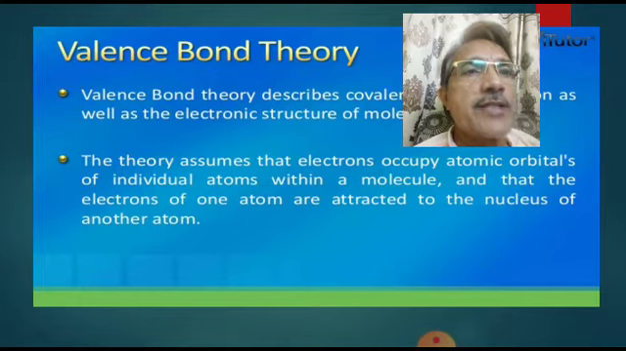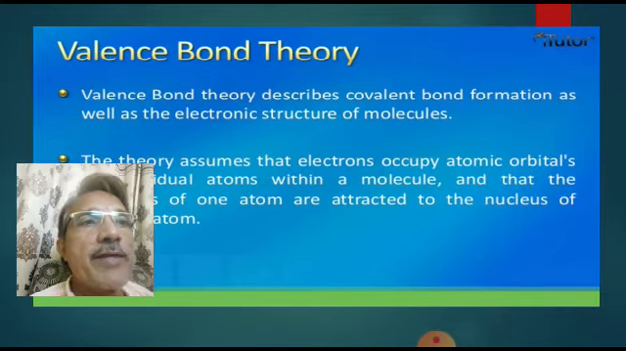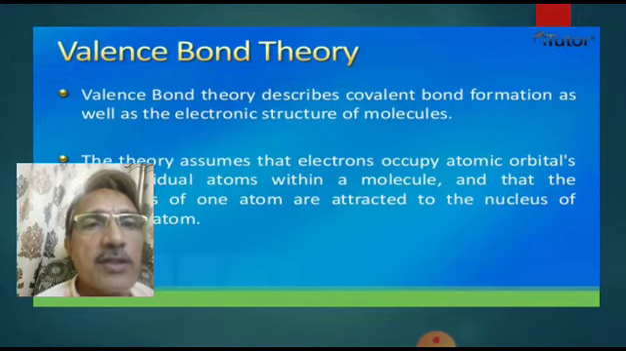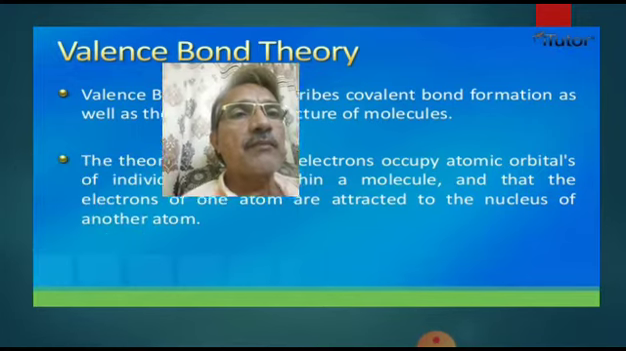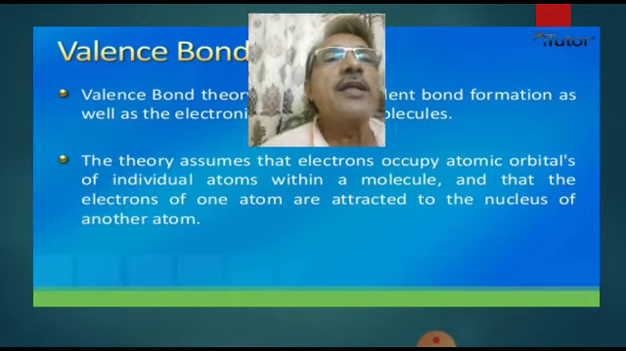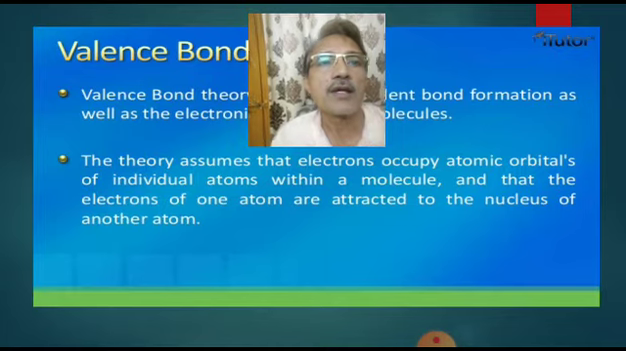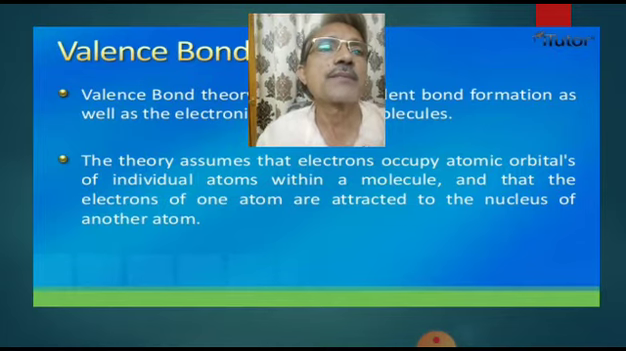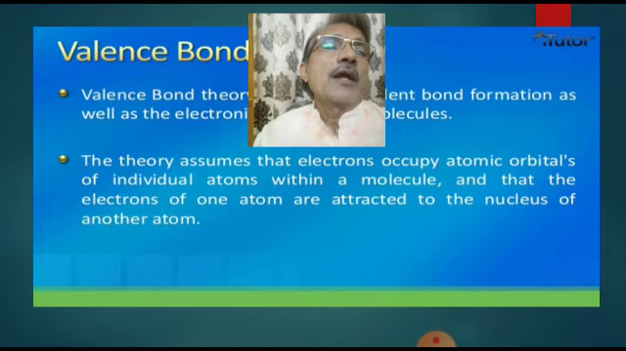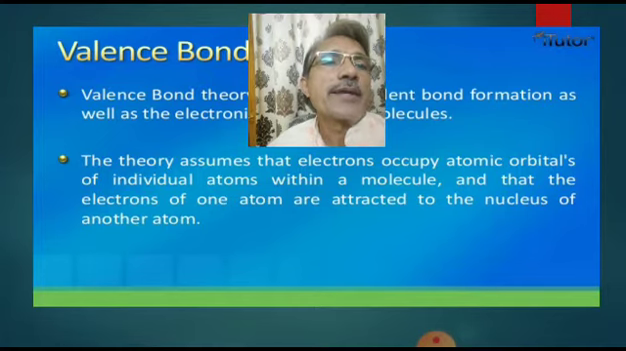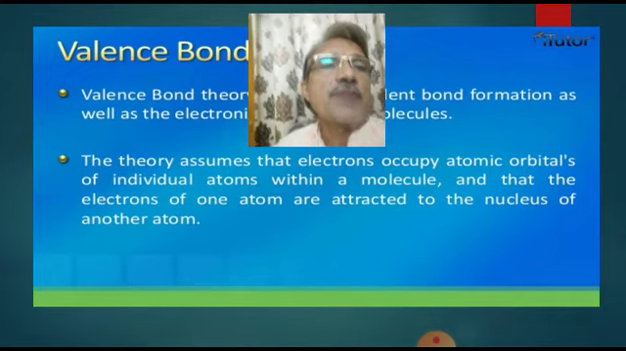Valence bond theory describes covalent bond formation as well as the electronic structure of molecules. The theory assumes that electrons occupy atomic orbitals of individual atoms within a molecule, and that the electrons of one atom are attracted to the nucleus of another atom.